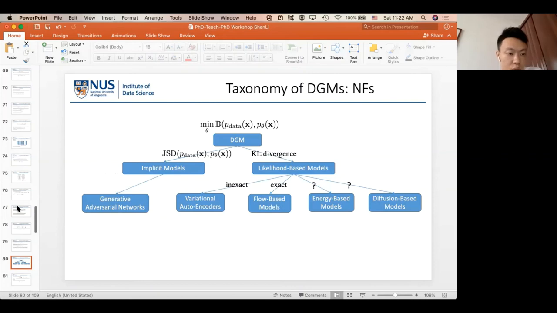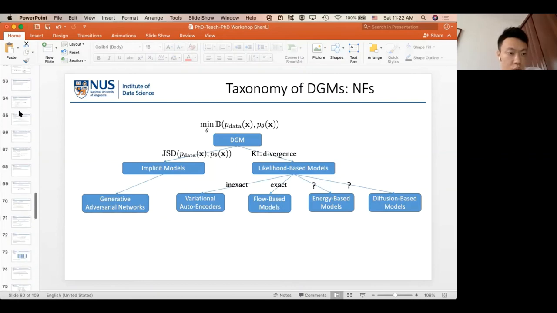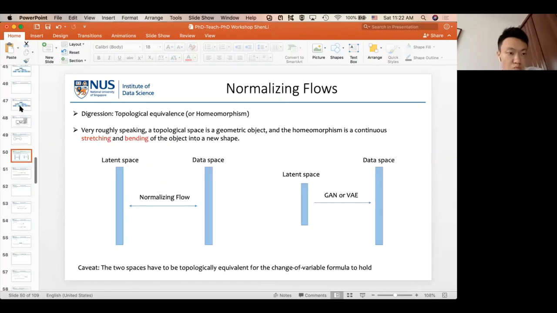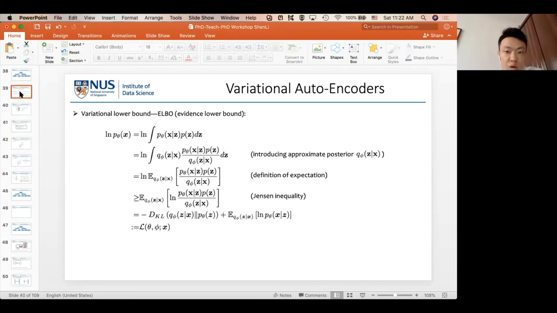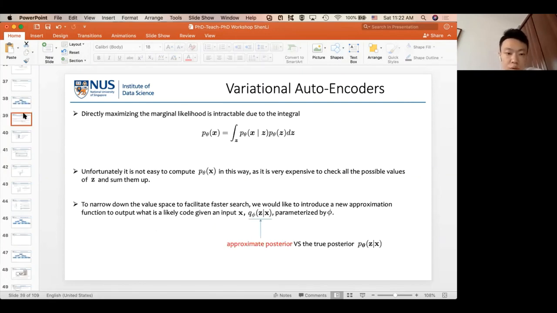We continue with the discussion on variational autoencoders. Sorry.